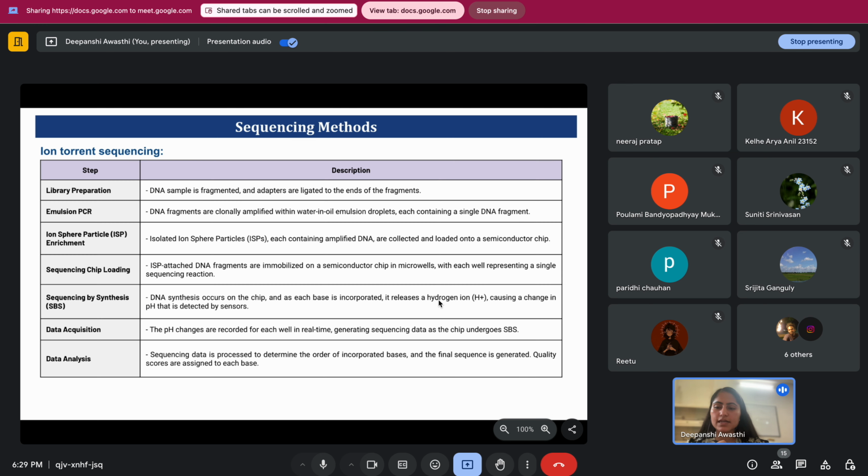Okay, so in this case I have provided you with the details, step by step, of how the ion torrent sequencing works. If anybody is interested, then you can go through the slide.